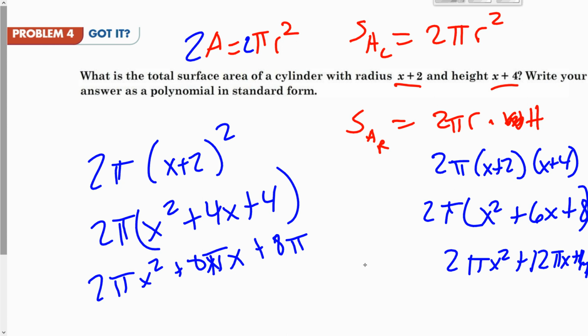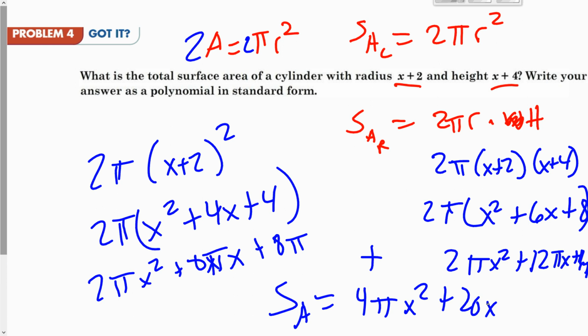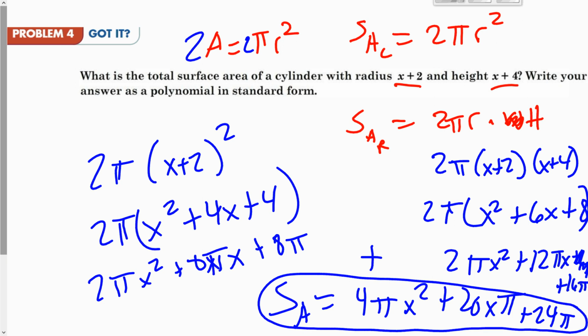Now we can combine like terms for our total surface area. So the surface area, the whole thing, is equal to 4 pi x squared plus 20 pi x. Doesn't matter which one comes first there. And then 16 pi and 8 pi, so you can see that. That is what? 24. So plus 24 pi. So there is our surface area.